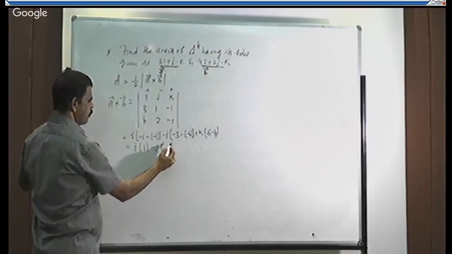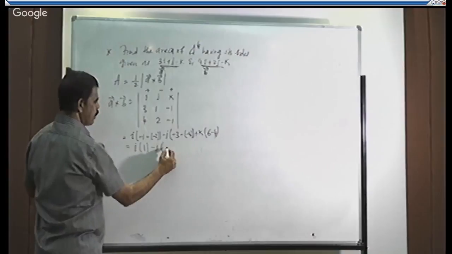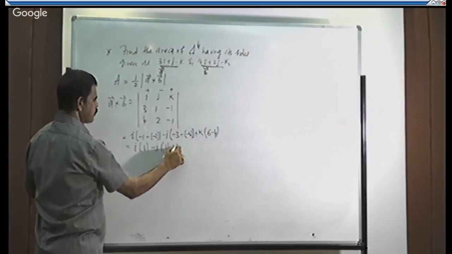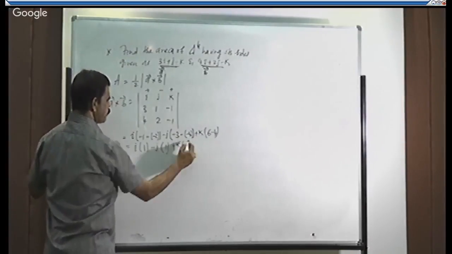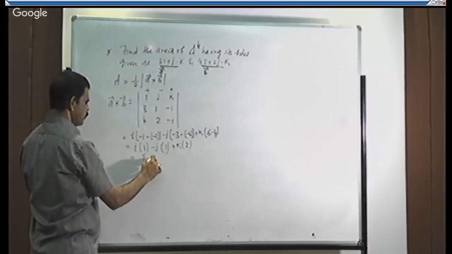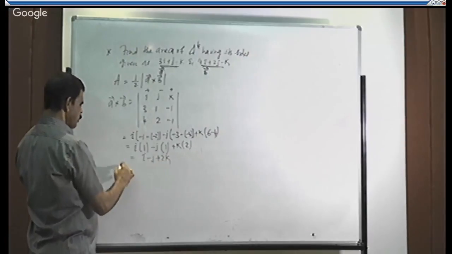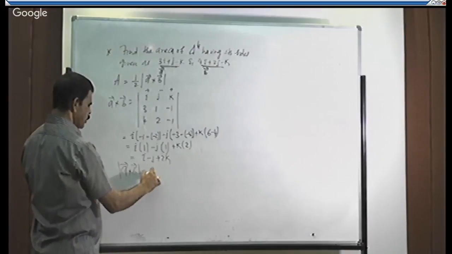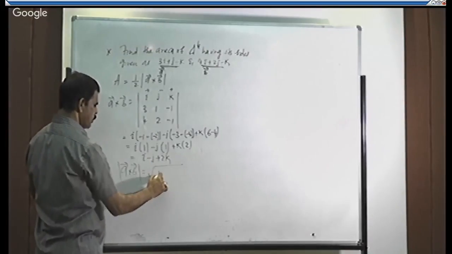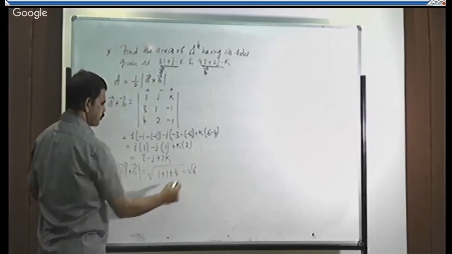Minus j into minus 3 plus 4 is again 1. Plus k into 6 minus 4 is 2. That is equal to 1i minus 1j plus 2k. Get the magnitude of A cross B. So magnitude of A cross B is equal to what? It is root of 1 square is 1 plus 1 plus 4. It is equal to root 6.